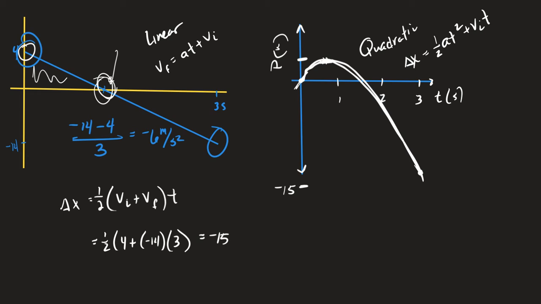So if I wanted the linear model, the model for the velocity graph, that would be negative 6t plus 4. And if I wanted the model for the position graph, that would be 1/2 negative 6t squared plus 4t. Those are the models.